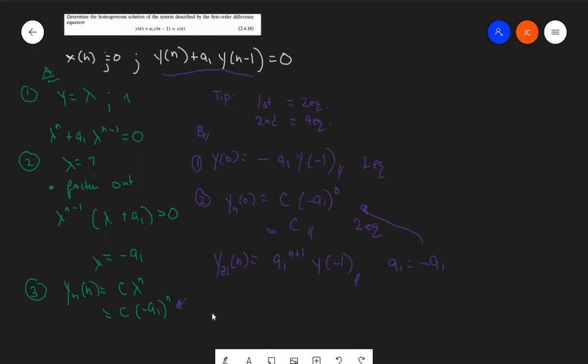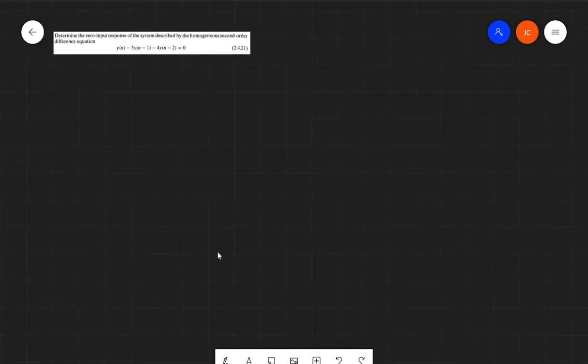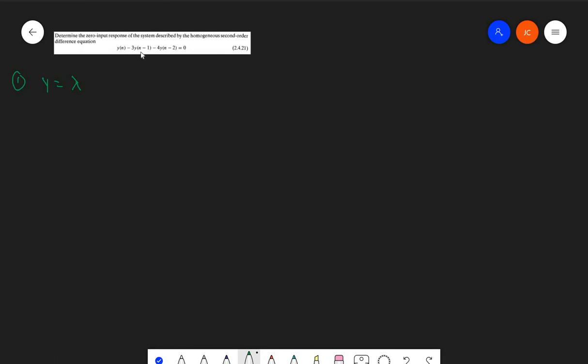Now let's move on to the second order difference equation. So example would be this one. Okay, so determine the zero input response of the system described by the second order difference equation. Okay, so let's begin with our first step. So the first step would be, remember y, we're going to make it to y, and then all of this one would become exponent. Okay, so in this case it would be y of n minus 3 lambda n minus 1 minus 4 lambda n minus 2 is equal to 0. Okay, so that's our first step.